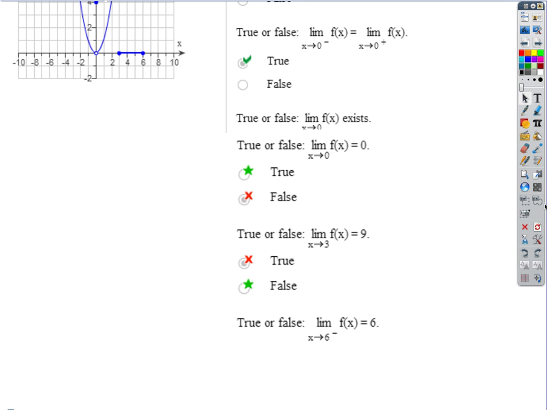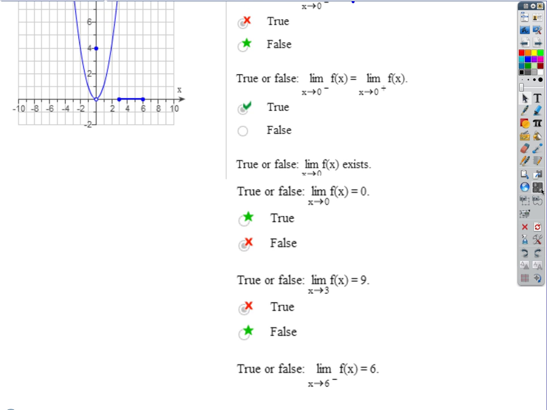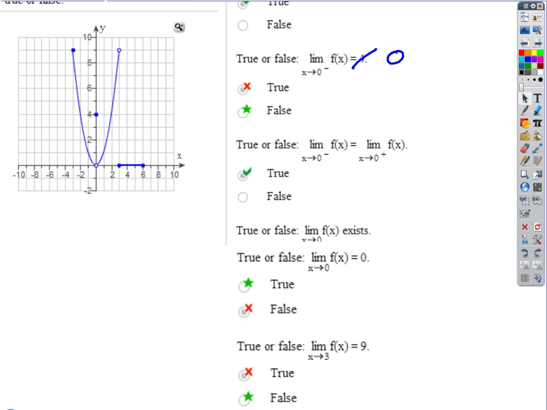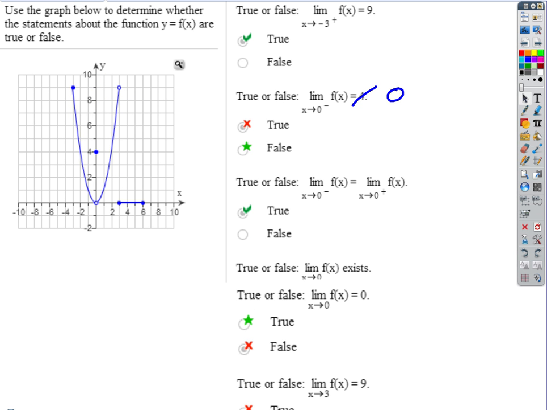True or false, the limit of f of x as x approaches 3 is 9. You gotta be careful with this one. The limit as x approaches 3 is 9. Is that true or false? It's false, isn't it? Right? Why is that false? Say it again. It's only true from one side.